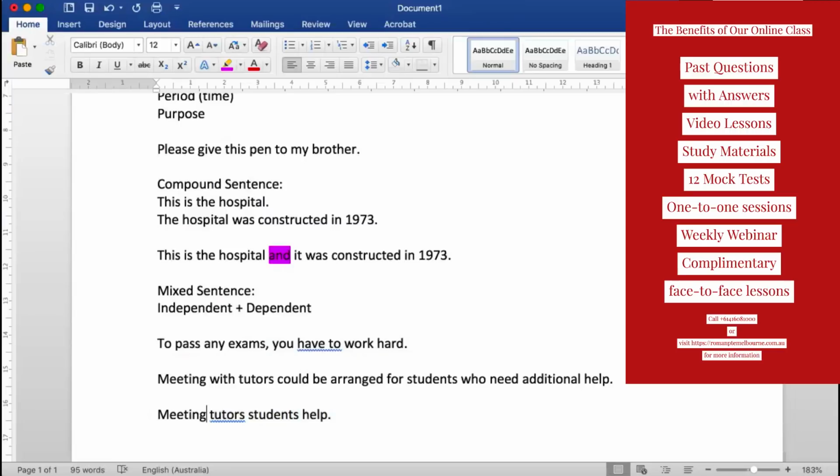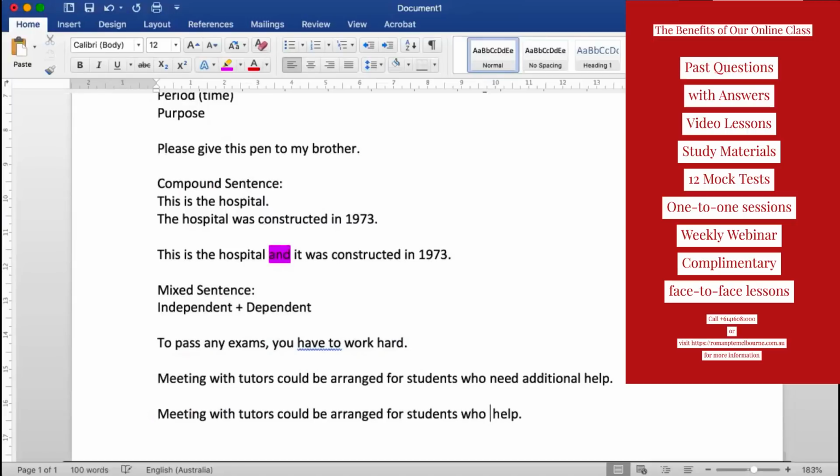Change this by adding the information which would expand the idea. So meeting tutors, meeting tutors. Would that make sense grammatically? No, we need "with," meeting with tutors. Students help. There must be a verb here. So that verb could be arranged for students help. That would not make sense. So most likely we'll remember like who need help, right? Let's say who need help.